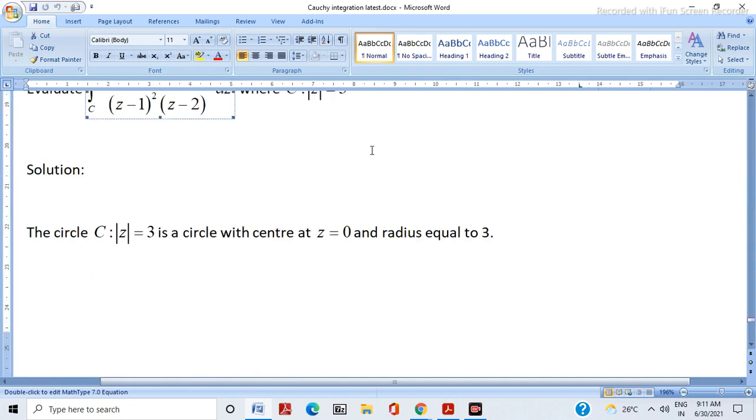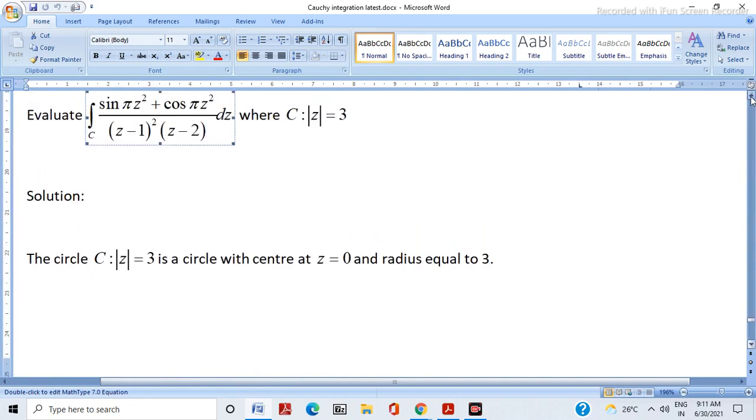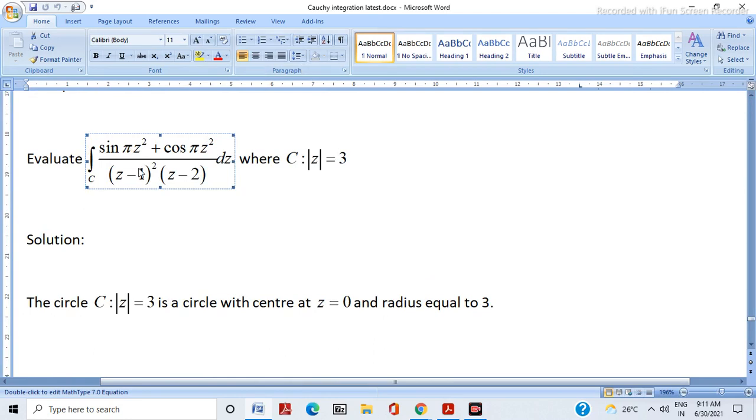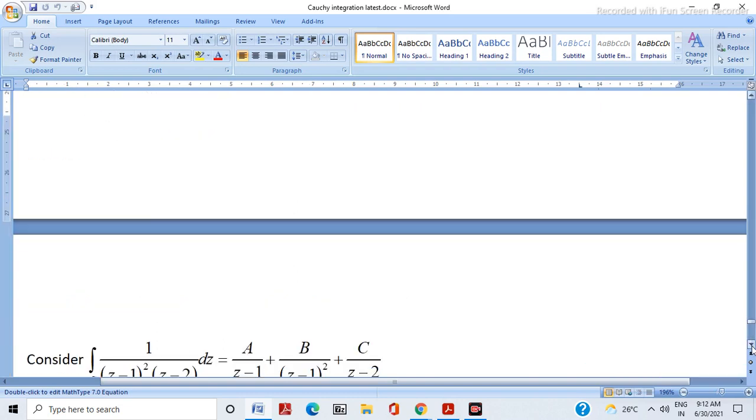For that, first of all, what should we do? To apply Cauchy's integral formula, only one function should be in the denominator. But here, see, it is the product of two functions. So first we have to use partial fractions.